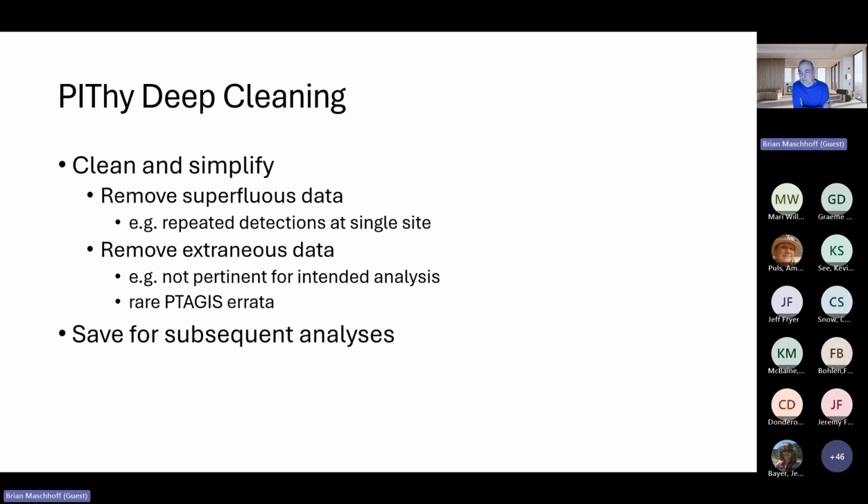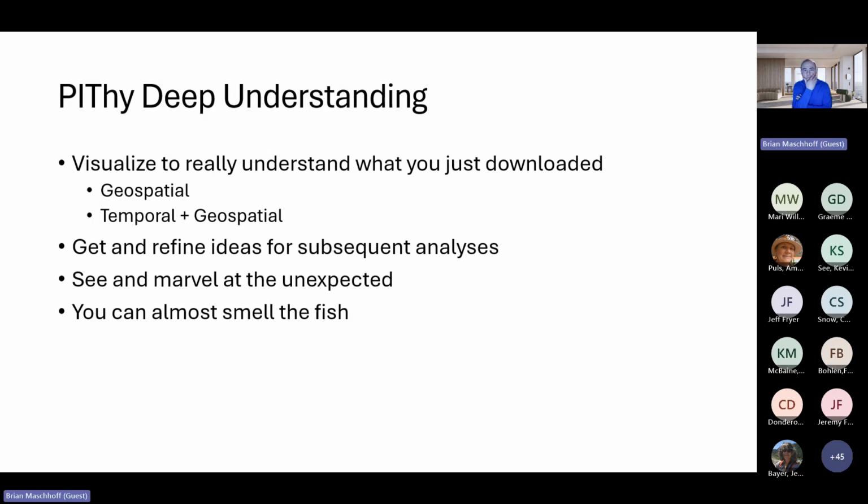I'm going to talk about more deep cleaning rather than just removing the superfluous detections, as Kevin talked about, but also identifying data that you don't want in your analysis, that you might not expect to be there, so you might not be looking for it in a particular way. So how do you identify that data to be able to get rid of it, resave your data, and then go on with your work doing something else?